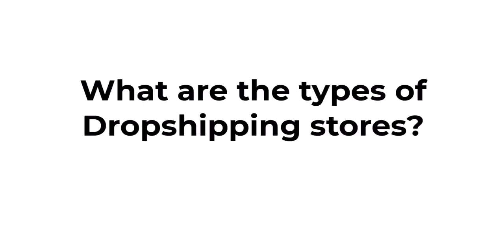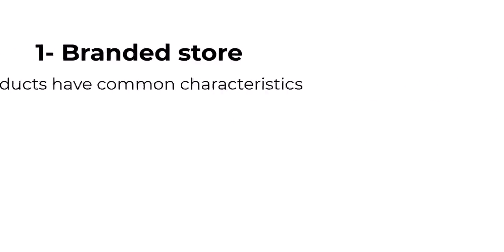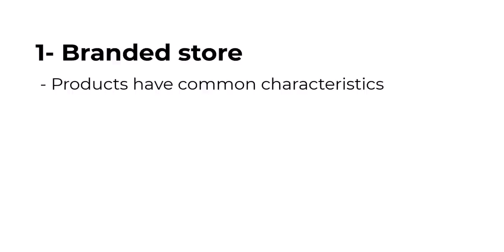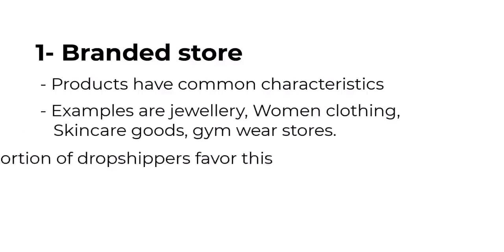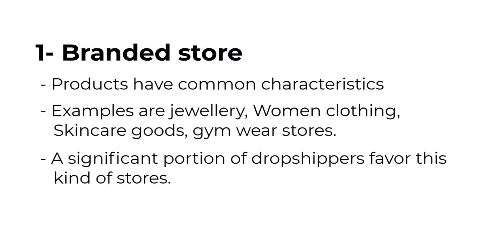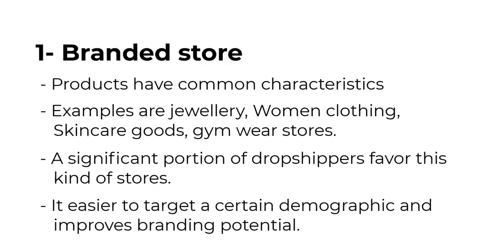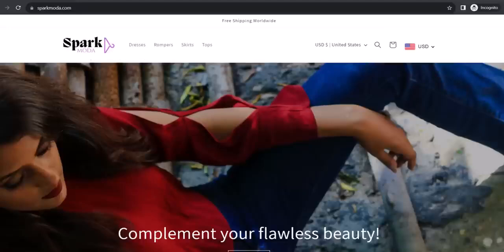What are the types of dropshipping stores? There are 2 types of dropshipping stores. The first one is the branded store. Products that have a common characteristic are sold in this kind of store, such as jewelry, women's clothing, organic skincare goods, gym wear, and so on. A significant portion of dropshippers favor this kind of store since it makes it easier to target a certain demographic and improves branding potential. Let me show you an example.